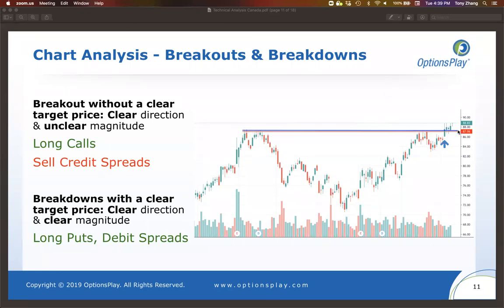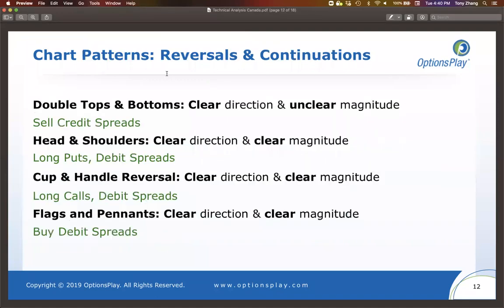Otherwise, if this was a resistance level that held, meaning if you felt that this stock was just near that resistance level, and if it didn't break out and it started to break lower, that's when you want to buy puts and potentially trade a debit spread. So those are the different strategies and how you want to look at which strategy is best suited for you, because it really depends on your outlook on the underlying stock and whether you have a bullish or bearish view and whether you have a clear sense for direction and magnitude.